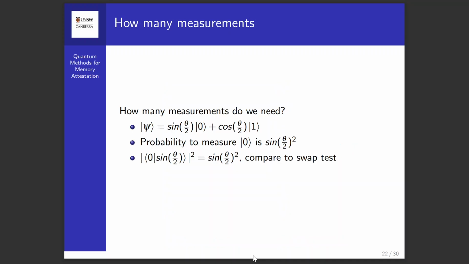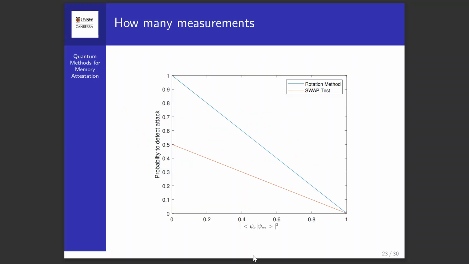So how does that compare to the swap test? Well, this is the way you write a quantum state. You've got some angle, a probability to measure 0, so the probability to detect that an attack has happened is sine squared of the angle, and this is the same thing as having a dot product with the 0 vector. And again, compared with the swap test, there's no 1/2 here, right? So if the vector is completely orthogonal to the correct memory, you're going to detect it with certainty, whereas in their proposal you only have a 50% chance to detect it. Just to make that a little clearer, here's our method. Again, the more different the memory is, the more chance you have to detect, whereas with the swap test, your best chance to detect for 1 iteration is 50%.